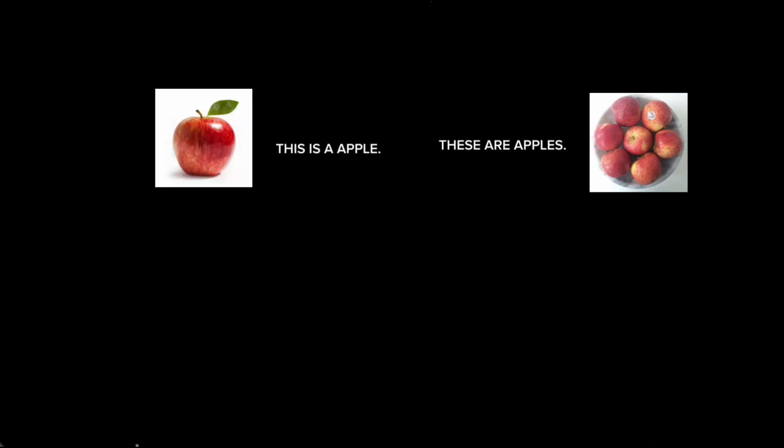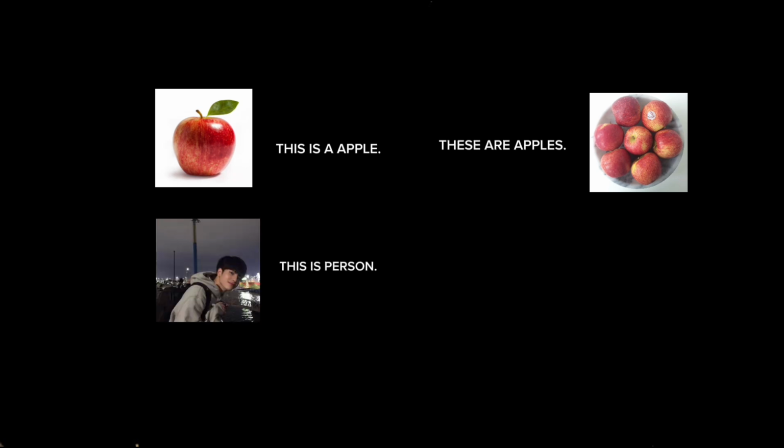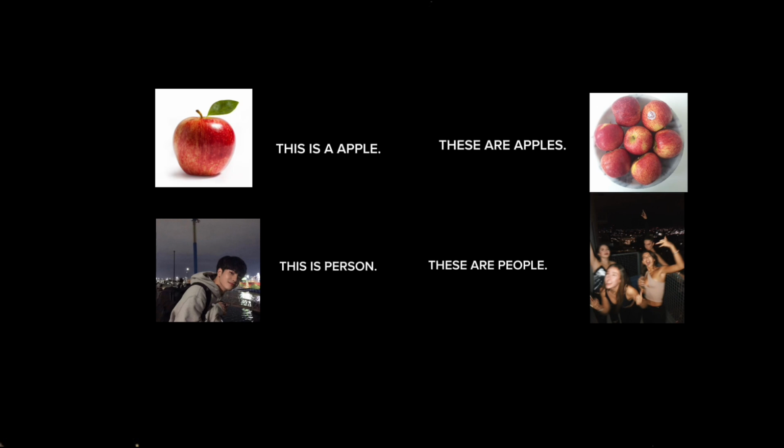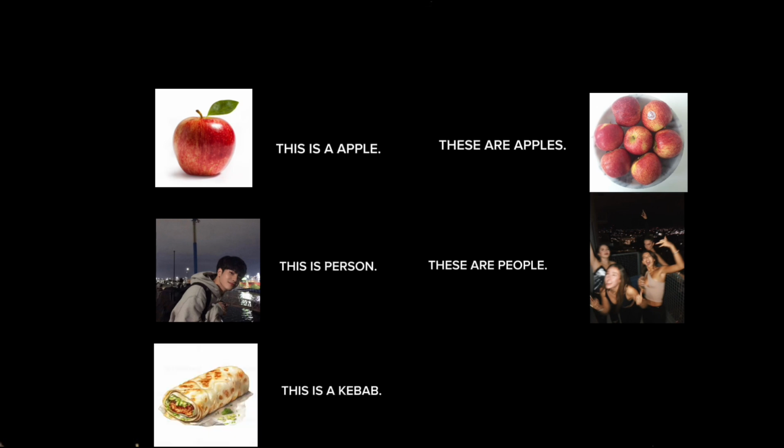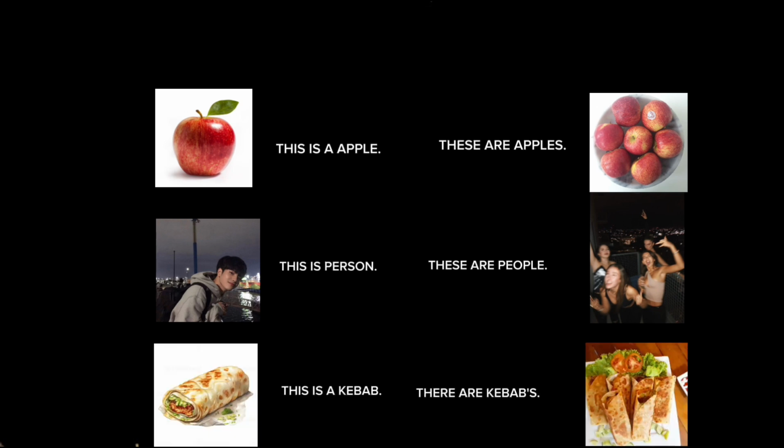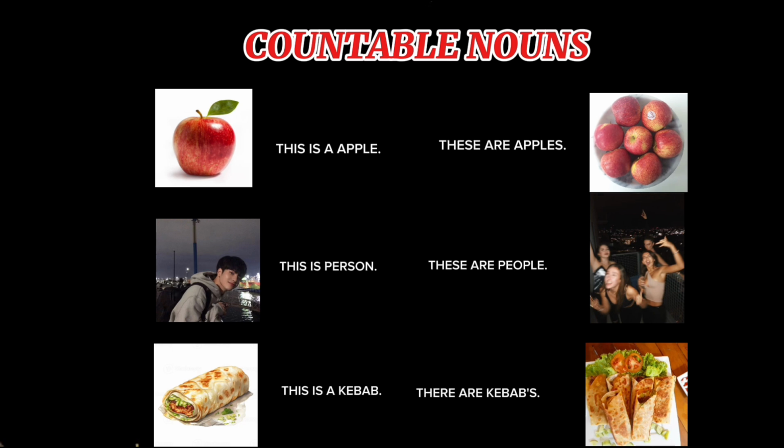This is an apple. These are apples. This is a person. They are people. This is a kebab. These are kebabs. These things are all countable nouns. They are things we can count: one apple, two apples, three apples. One kebab, two kebabs, three kebabs. One person, two people, three people.